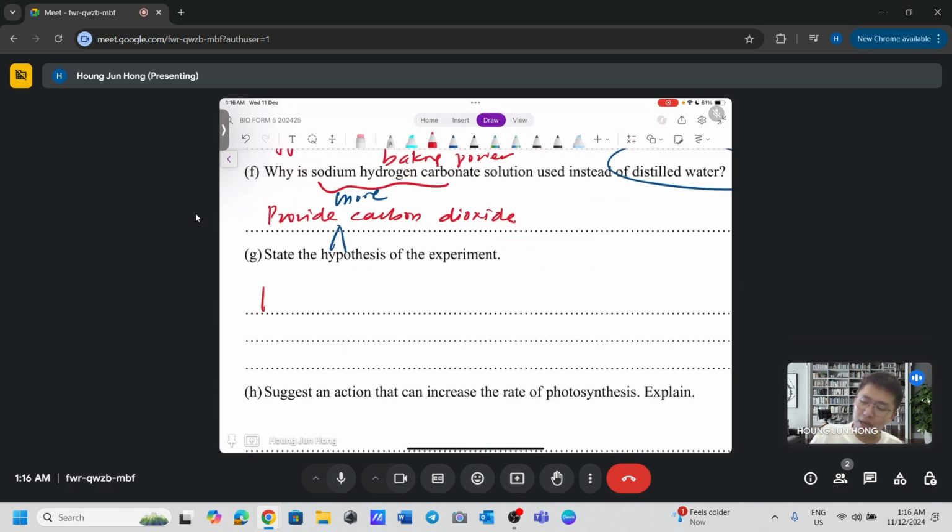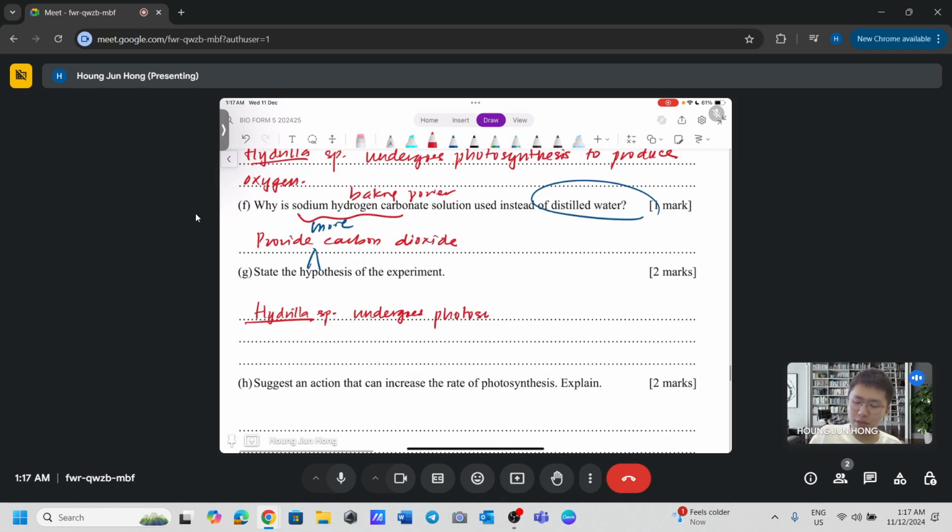Basically, okay, let's just put Hydrilla species undergoes photosynthesis. What do you need in photosynthesis? Again, it's about the condition. So what do we provide them? We provide carbon dioxide, correct? With the presence, right? Because we give them sodium hydrogen carbonate that provides carbon dioxide. So yeah, with the presence of carbon dioxide.